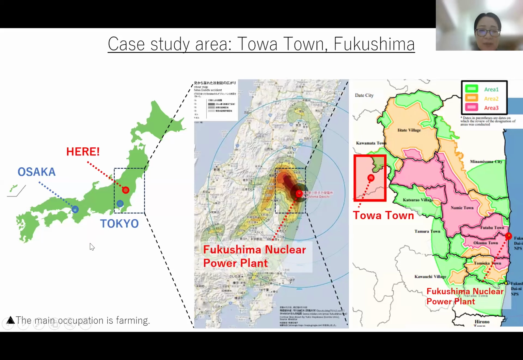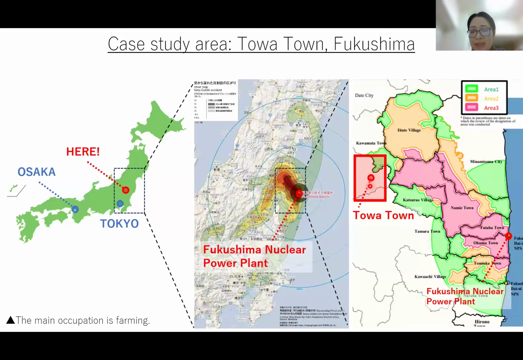So I will explain. This is Tokyo here. Our school is here, Osaka. Fukushima is around here, near Tokyo. And the Fukushima nuclear power plant is here. That color shows the contamination area. So my research focuses on this area.